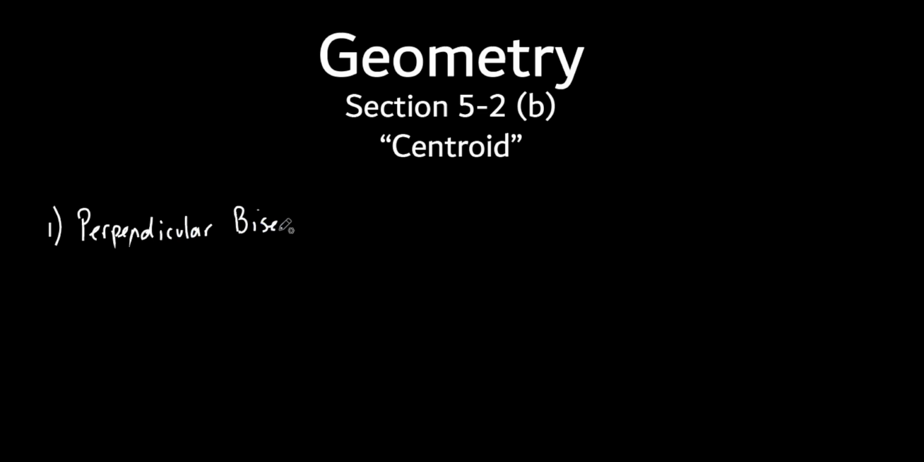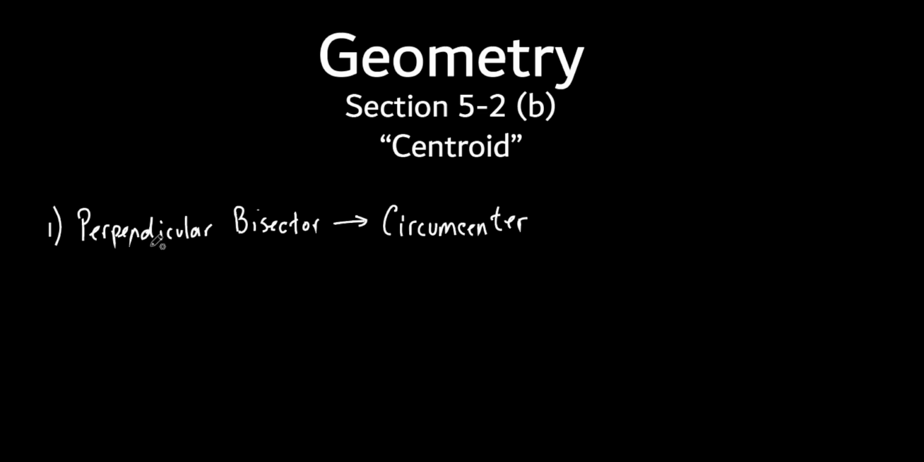What word, I'll put a little arrow, what word goes with perpendicular bisector? So if I draw the perpendicular bisectors of all 3 sides of a triangle, they meet at a point of concurrency. What do we call that point? Circumcenter. Very good. That's the first one. Circumcenter. You have to know that.